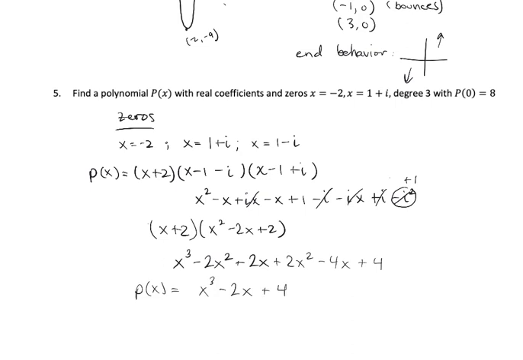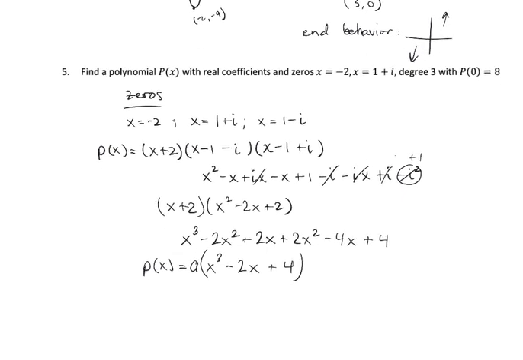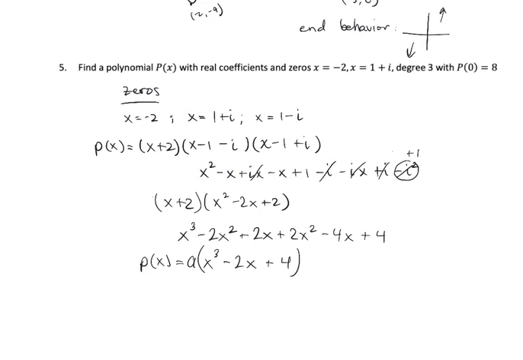a plus 4. Now remember, what they're going after is a very specific polynomial. There are an infinite number of third-degree polynomials that can contain these 3 given zeros simply by taking the entire polynomial now and multiplying it by any number a.